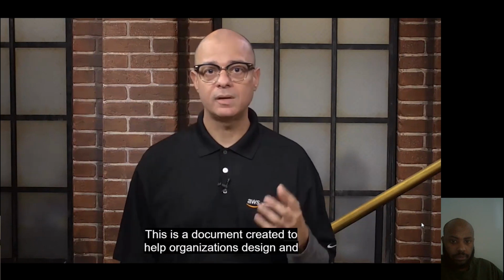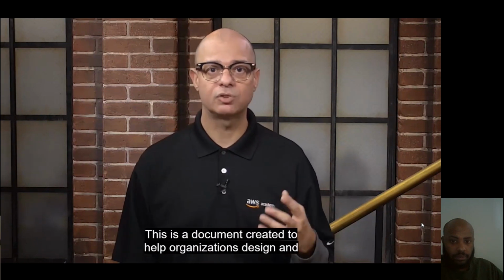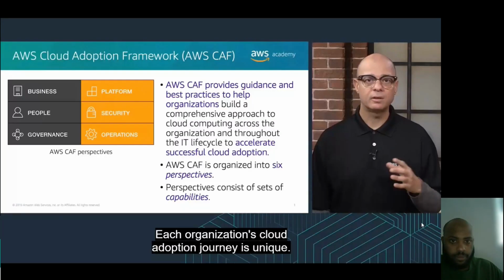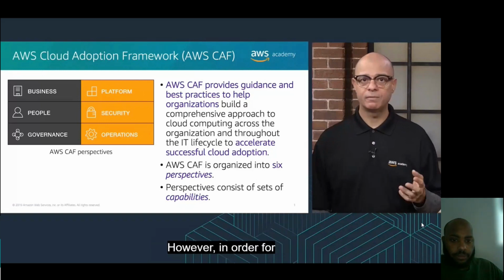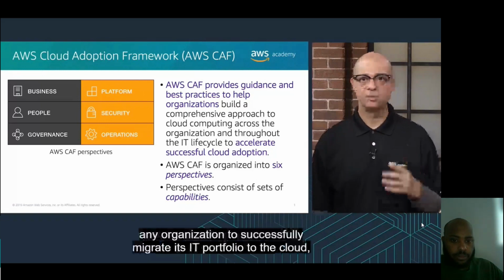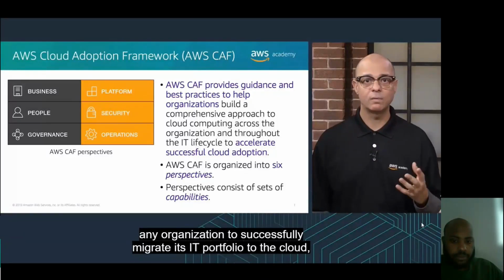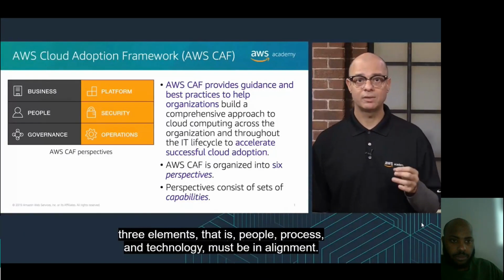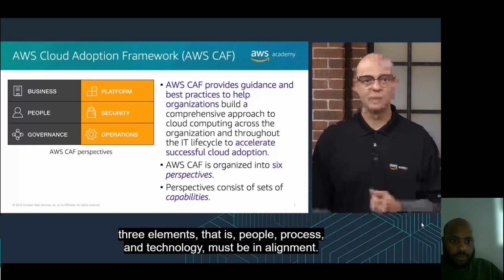This is a document created to help organizations design and travel an accelerated path to successful cloud adoption. Each organization's cloud adoption journey is unique. However, in order for any organization to successfully migrate its IT portfolio to the cloud, 3 elements, that is, people, process, and technology, must be in alignment.